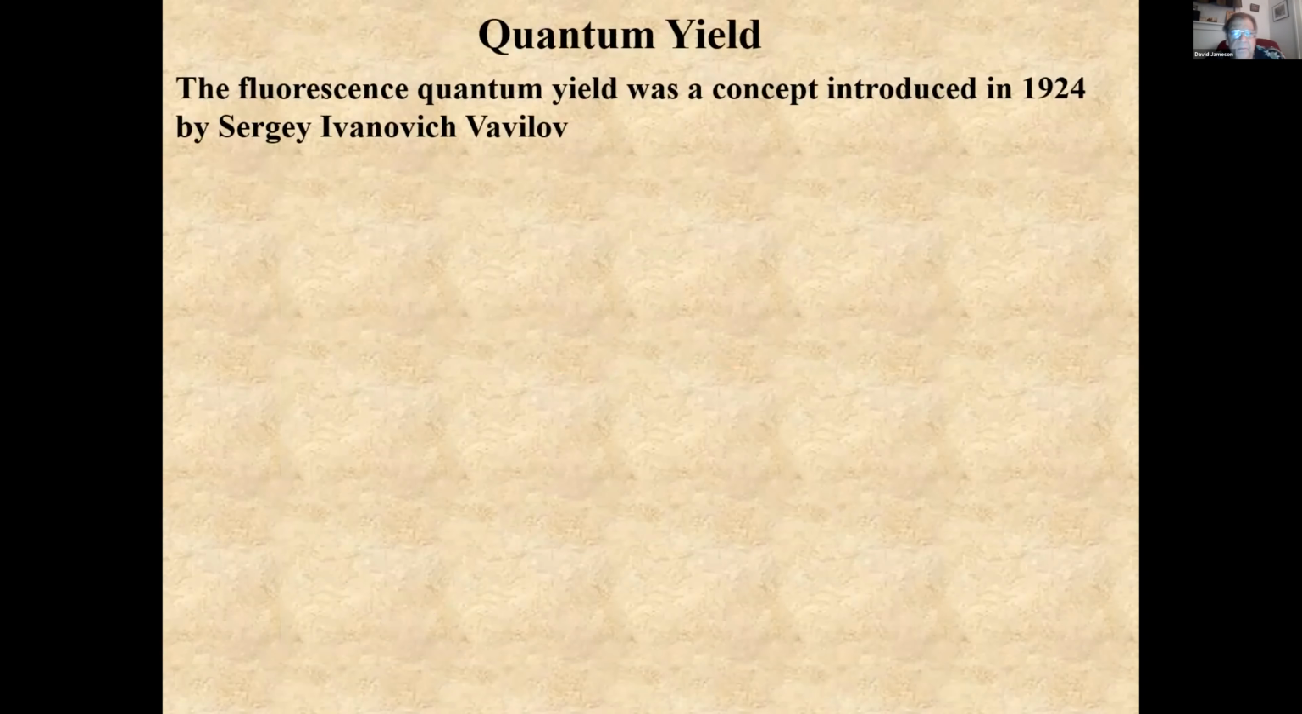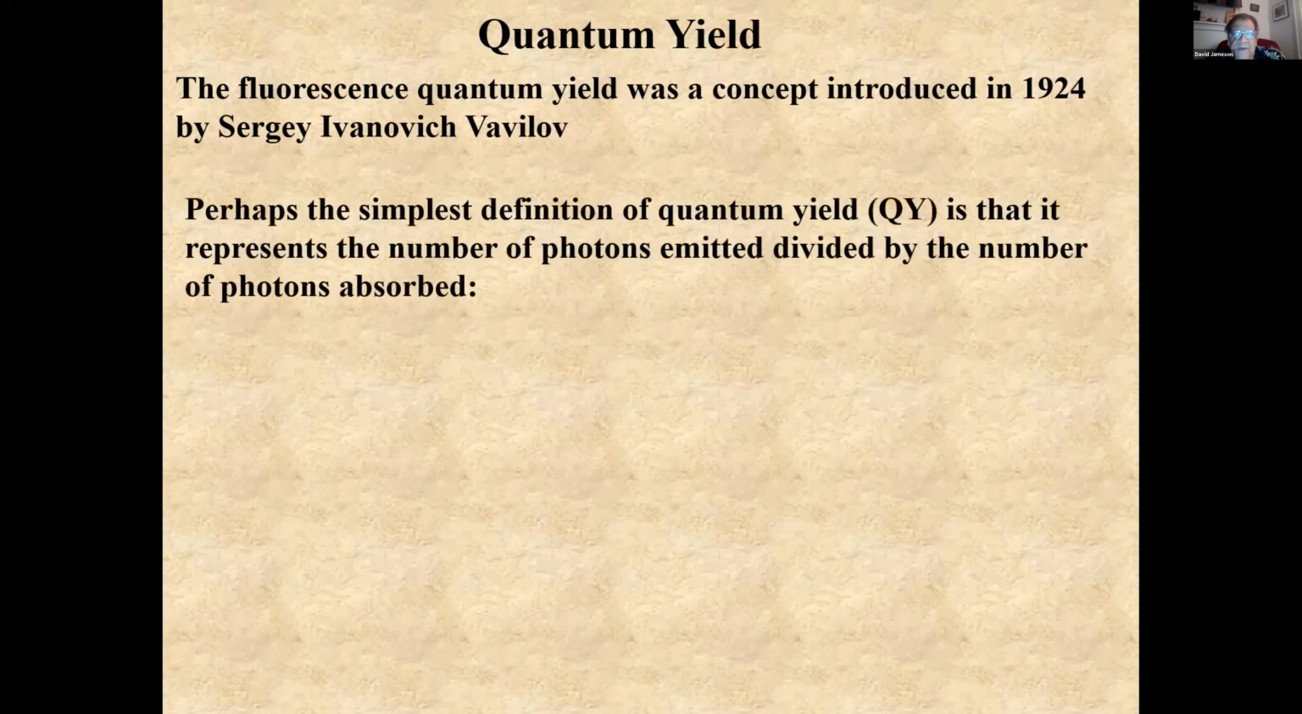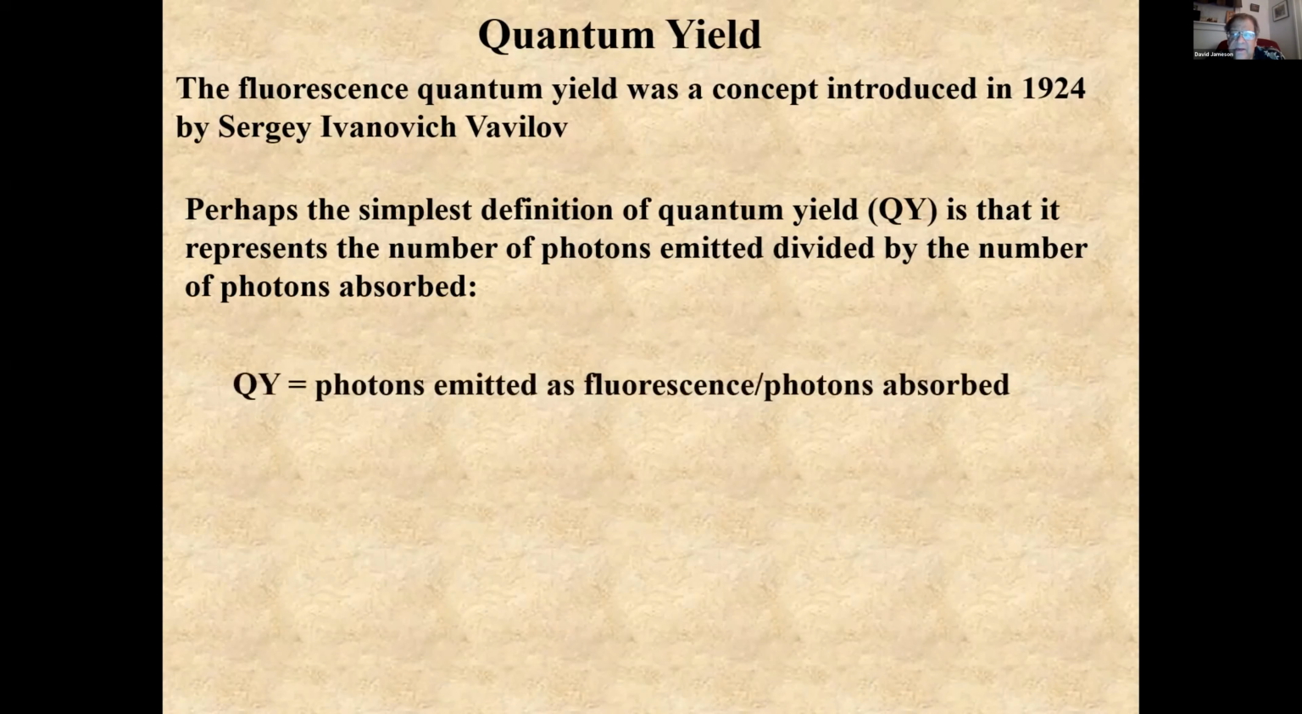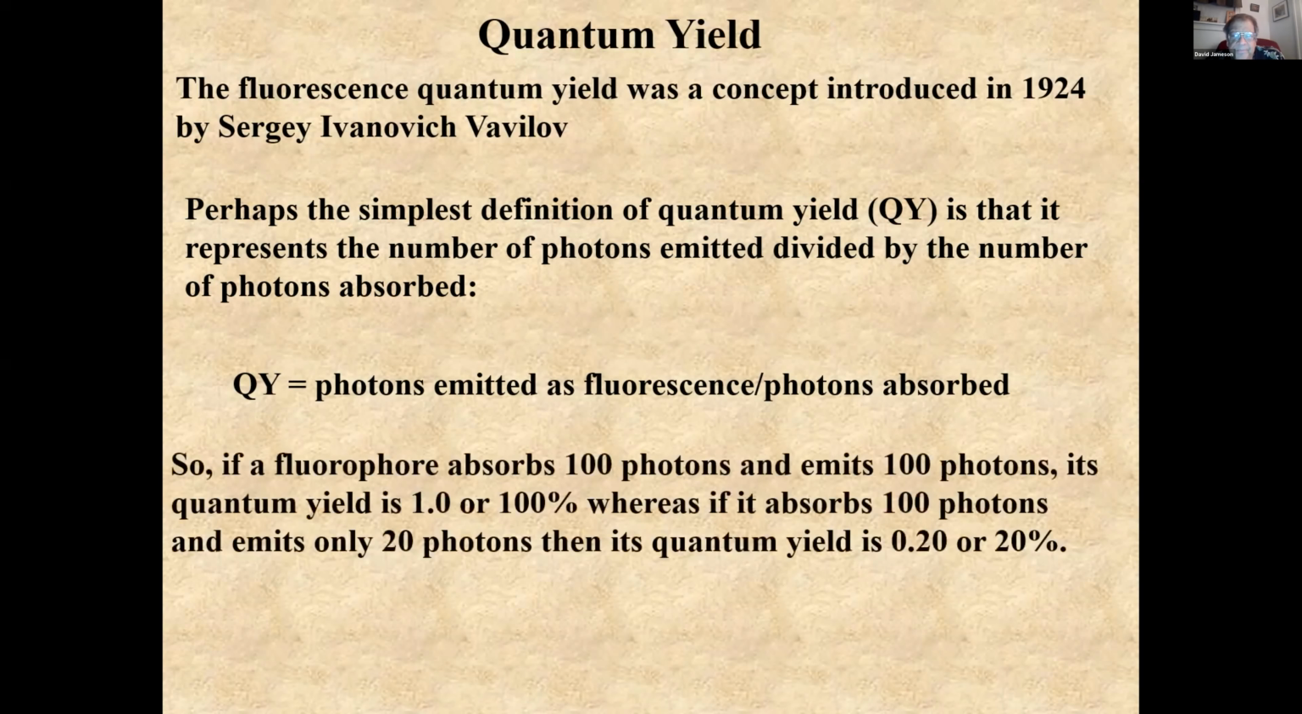Now, the quantum yield. The quantum yield is a concept introduced in 1924 by Vavilov. The simplest definition is that it represents the number of photons emitted divided by the number of photons absorbed. You have to do that, not energy emitted over energy absorbed, because obviously the emitted photons have less energy than the absorbed. Okay. So if a fluorophore absorbs 100 photons and emits 100 photons, the quantum yield is 1 or 100%. If it absorbs 100 photons and emits only 20, then the quantum yield is 20%.